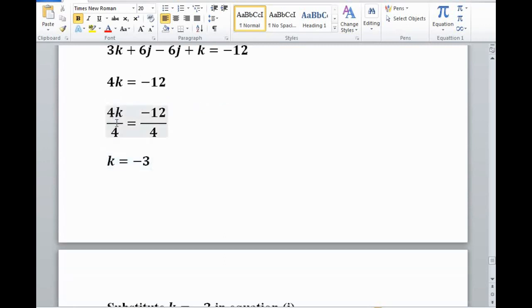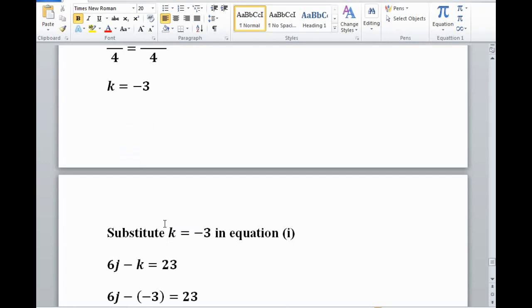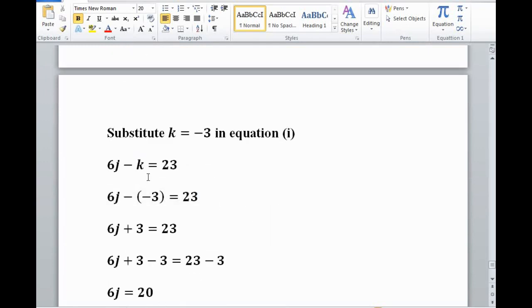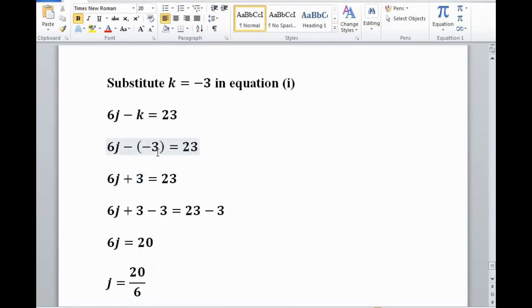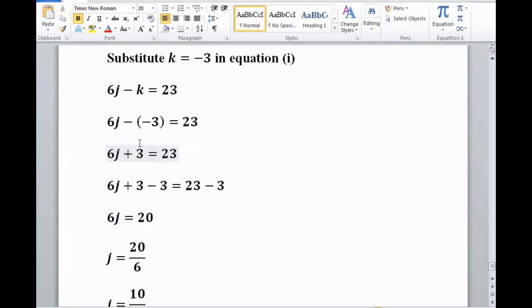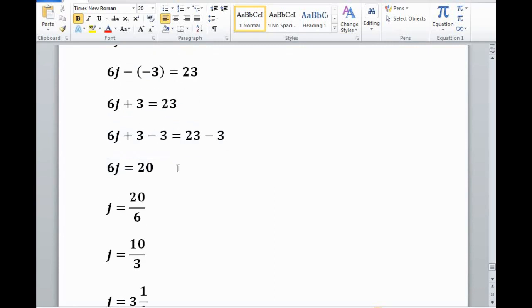To get k alone, let's divide left and right side by 4. Then 4 will cancel out 4. So we have k equals 4 times 1, 4. 4 times 3, 12, negative 3. Now substitute k equals negative 3 in equation 1. So here we have equation 1, 6j negative k equals 23. Since we have k equals negative 3, I'm going to substitute this value of k in equation number 1. Then this equation becomes 6j negative k is negative 3 equals 23. Now minus multiplied by minus, we get plus. So 6j plus 3 equals 23.